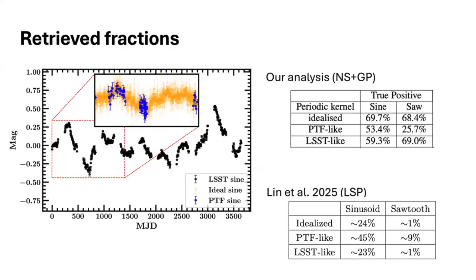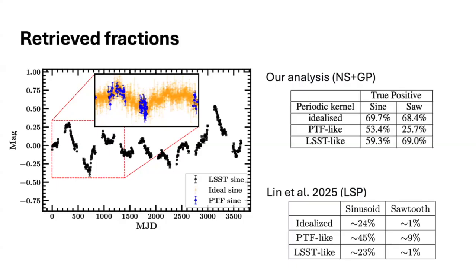Using this new threshold, we have this result. In the LSST case, the sinusoidal ones go to 70%, and the sawtooth to around 78%, compared to 24 and 1. In the PTF-like case, we have 53 and 26 compared to 45 and 9. And in the LSST-like case, we have around 60% and 69% compared to 23 and 1%. So you see that using this new algorithm, we can find a higher number of periodic signals.